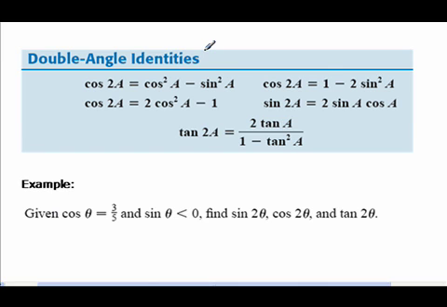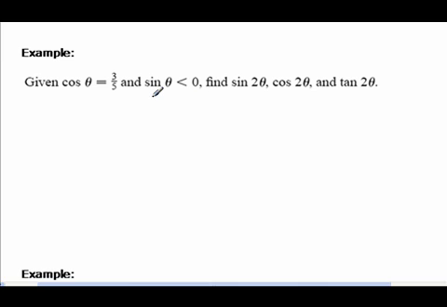Example says, let's say that we know that the cosine of some angle theta is 3/5, and we know that the sine of this angle is negative. Find the sine of 2 theta, cosine of 2 theta, and tangent of 2 theta. Let's try to determine which quadrant we're in. What quadrant am I in if cosine is positive and sine is negative? Quadrant 4, good. Quadrant 4 has a positive cosine and a negative sine. So this is my angle theta.